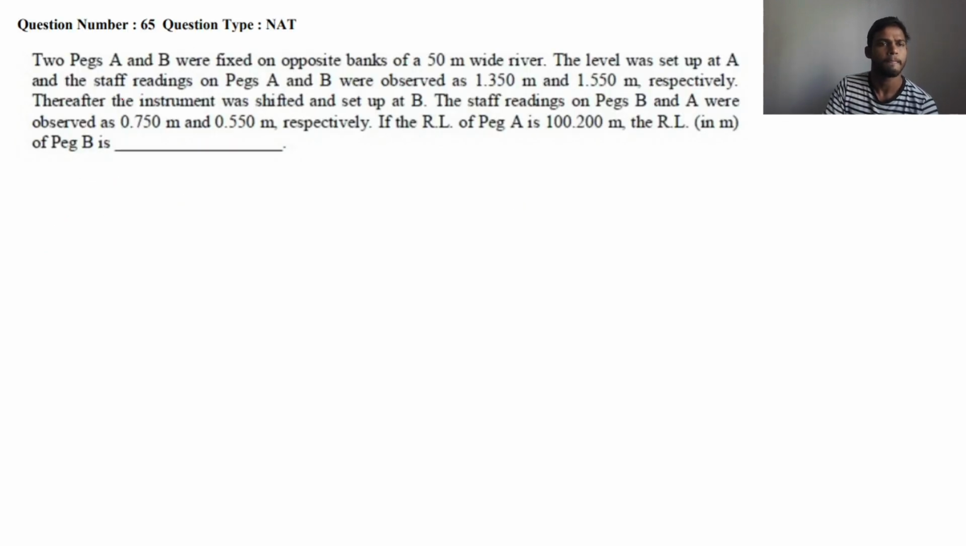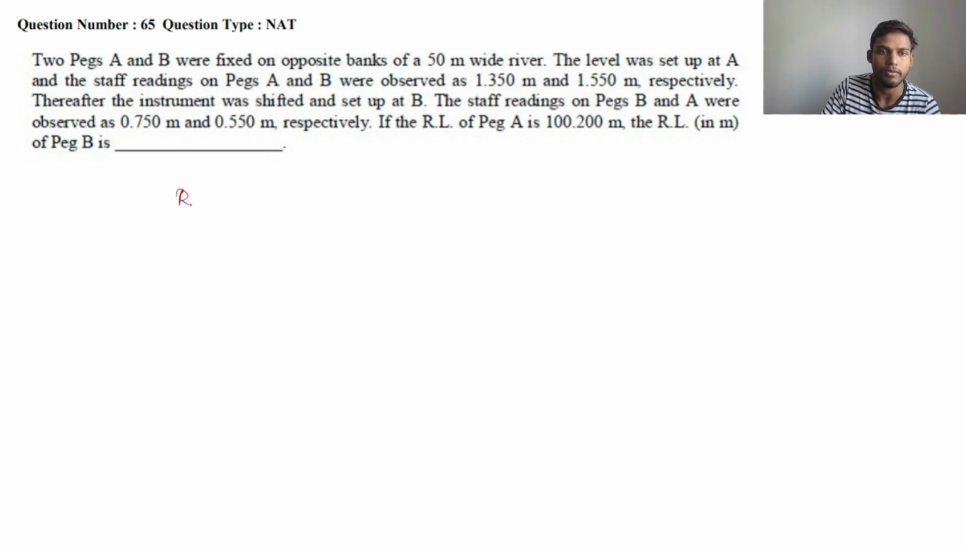Next question. Two pegs A and B were fixed on opposite banks of a 50-meter wide river. The level was set up at A. Staff readings on peg A and B were observed as 1.35 meter and 1.55 meter. Thereafter, the instrument was shifted and set up at B, and staff readings on peg B and A are given. If RL of peg A is 100 meter, find RL of B.